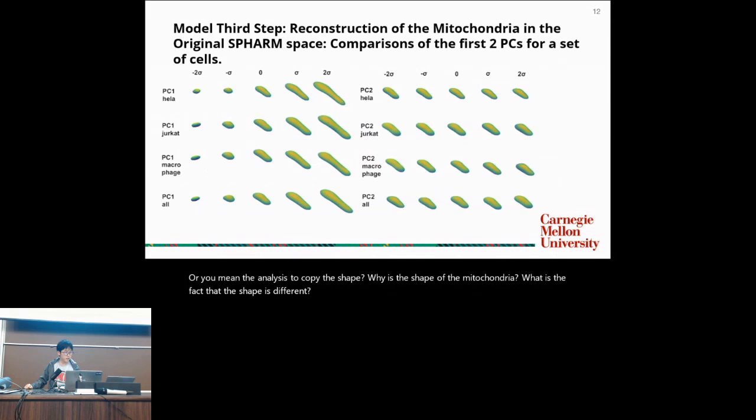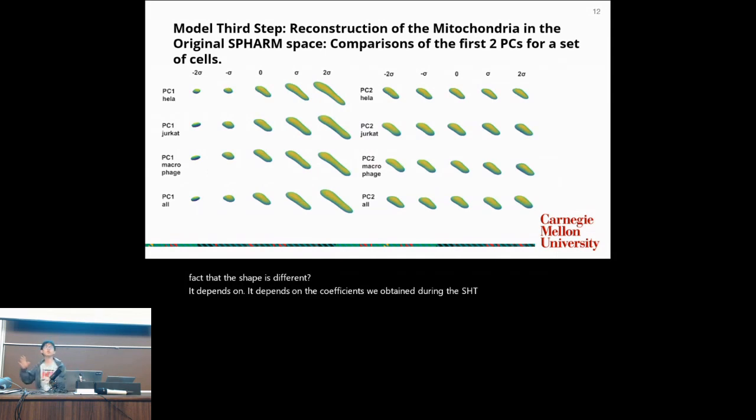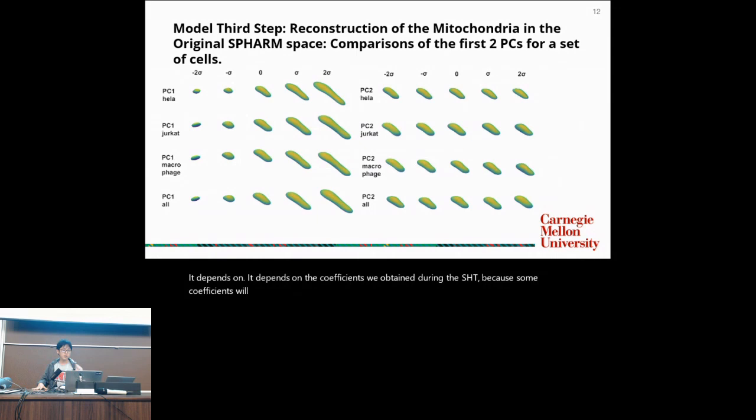It will depend on the coefficients we obtain during the SHT, because some coefficients include the information of the rotation of the mitochondria, and some correlate with its shape, like whether it's large or small. Right, but if it's large or small or a different shape, what does that mean for the biology? What does that change in the biology of the cell?